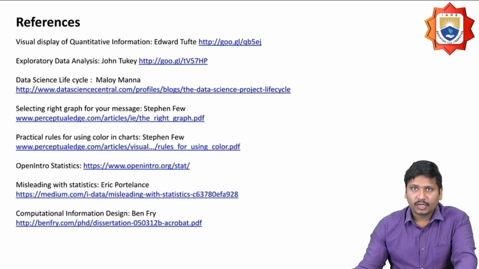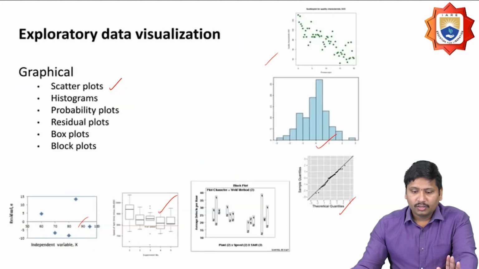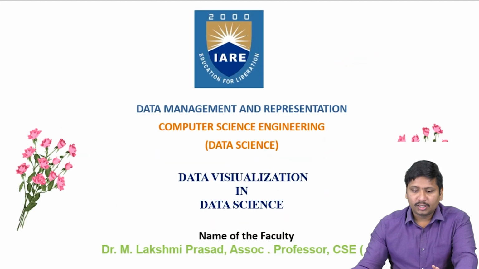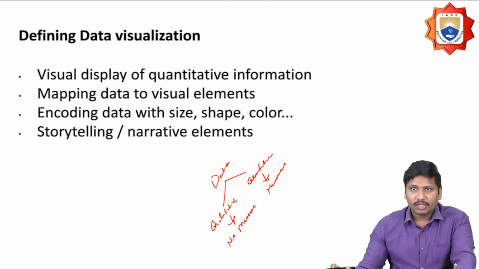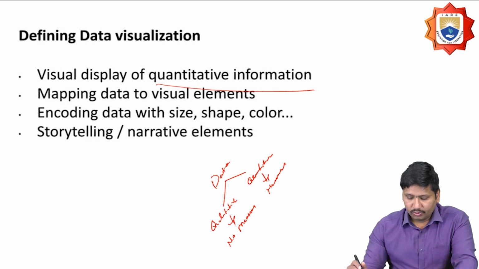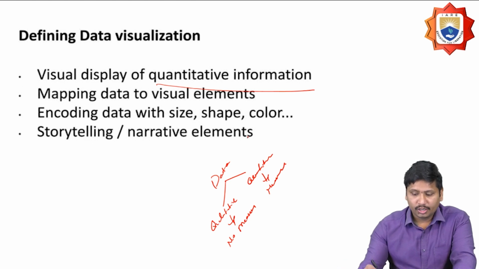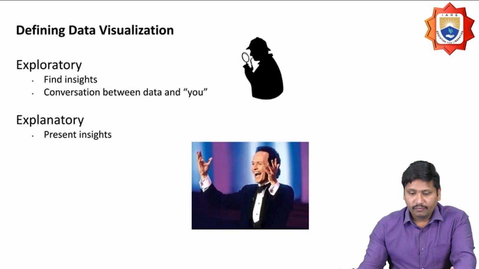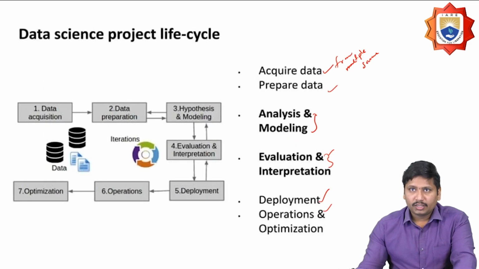So these are some of the references I covered in this video. In this video, what I'm going to explain is data visualization. Data visualization is nothing but the visual display of quantitative information, and the mapping of data to visual elements, where we can encode the data with shape, color, and size, and then storytelling and narrative elements as well. Defining data explanation means we're able to find out what insights are in the data, and explain what kind of insights have been identified.